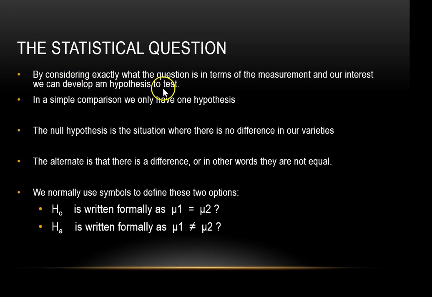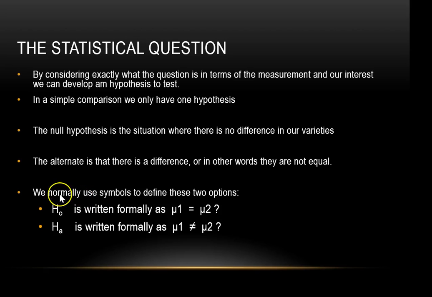So what we're doing when we look at the statistical question, we actually come up with a very simple comparison. We only have one hypothesis. And our null hypothesis in this situation is where there's no difference between our 2 varieties. And you can easily see that that could be the case. And the alternate, or the only other thing that could happen, is that there is a statistical difference, or in other words, that they are not equal.